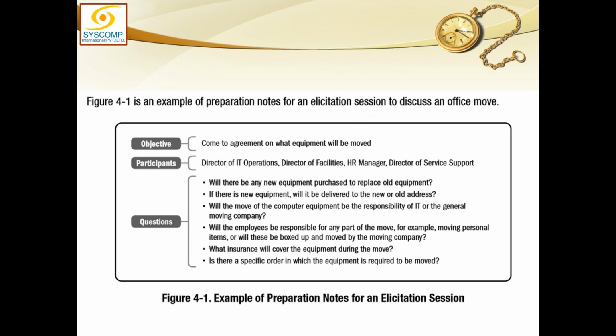Now, this is an example of preparation notes for an elicitation session to discuss an office move. The objective was to come to agreement on what equipment will be moved. The participants are the director of IT operations, the director of this, the director of that. So all of these people are working under the organizational objective. And later on, we can test your knowledge with the help of a questionnaire.